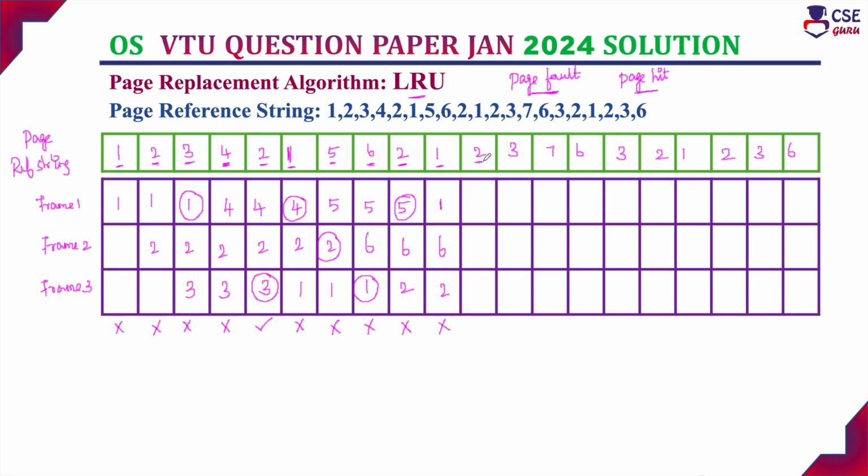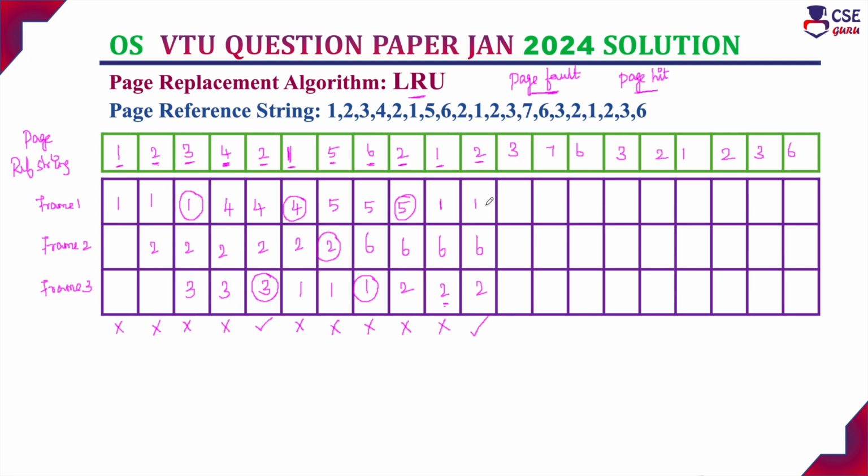Next reference string is 2. 2 is available in frame number 3. So this will be considered as a page hit. So no need to do anything. The required page is available in main memory. Only if the required page is not available, in that case only you need to select one page as the victim page to replace.